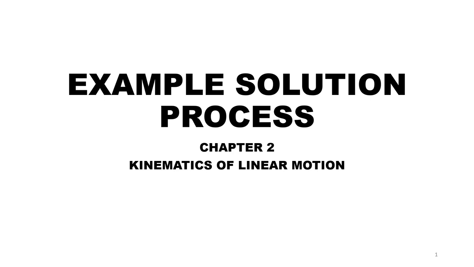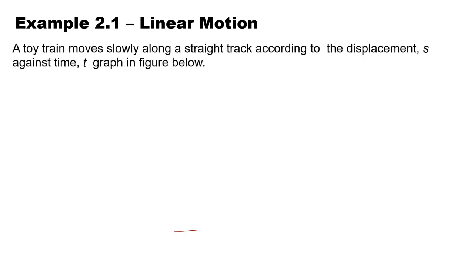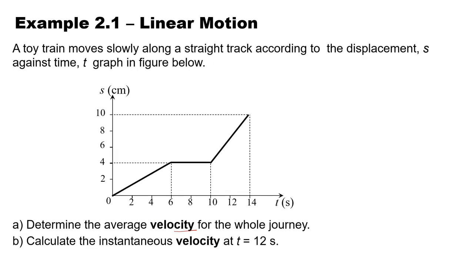Example solution process. Chapter 2, kinematics of linear motion. Example 2.1, linear motion. A toy train moves slowly along a straight track according to the displacement s against time t graph in the figure below. The y-axis is displacement in centimeters and the x-axis is time in seconds.